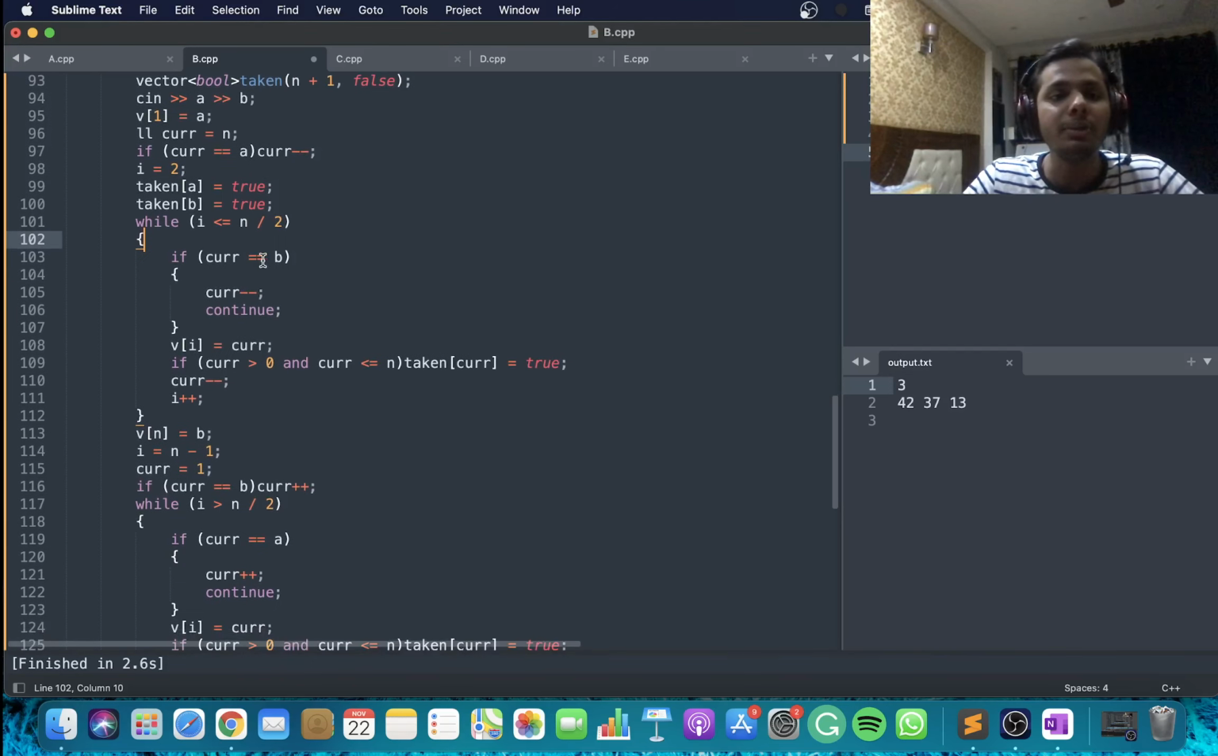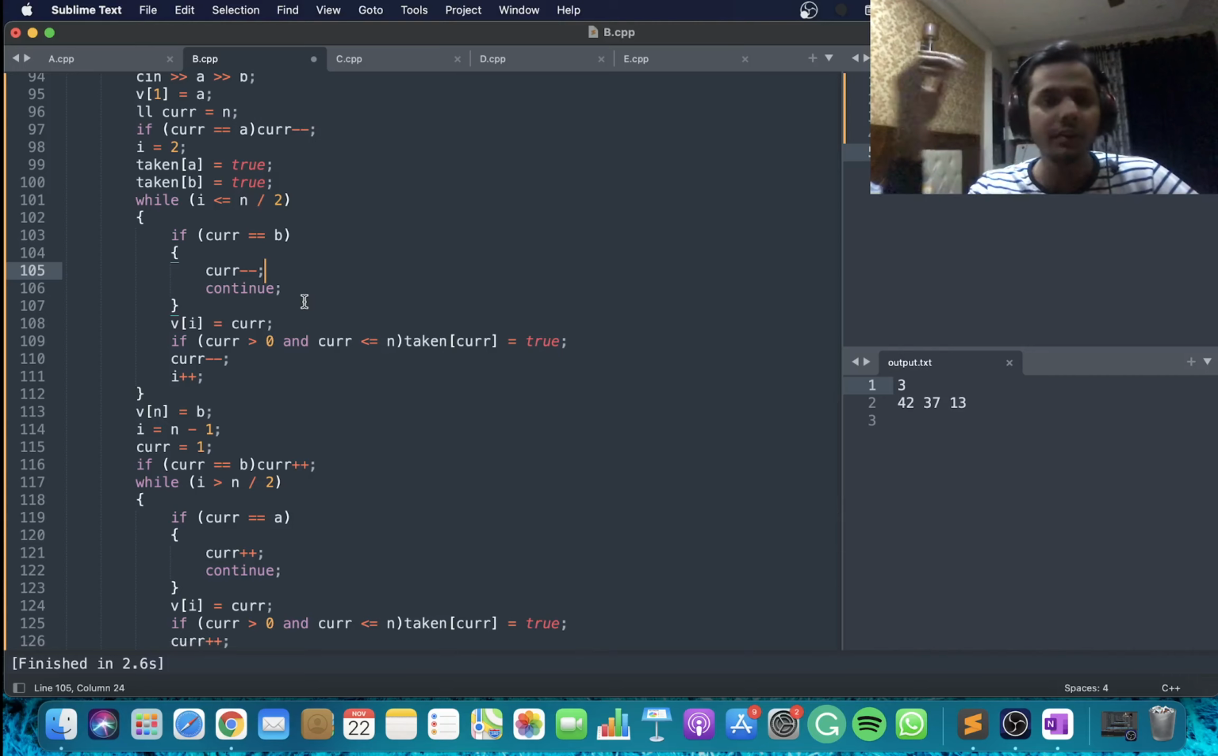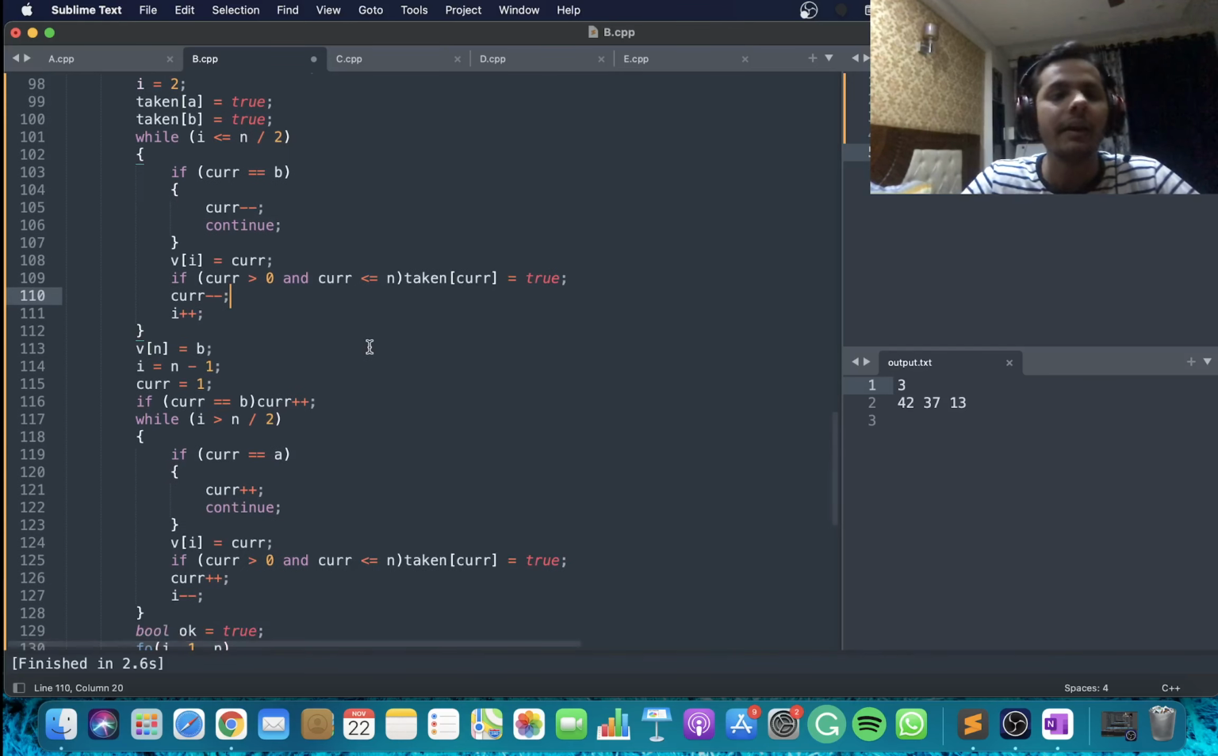Now, if I reach b at some point, I know that b has to be put in the second half, so I won't consider that, and I will simply do cur minus minus. But if it is not b, then there is no problem. I can insert it into my permutation. So I will do V of i is equal to cur, and if cur is between 1 and n, then I will do taken of cur as true, and then I will decrement cur and increment i, and I will go ahead until i is less than or equal to n by 2.